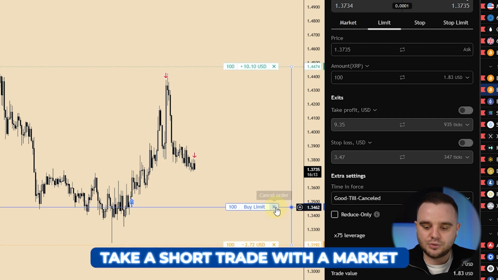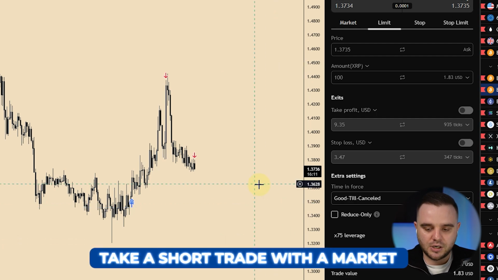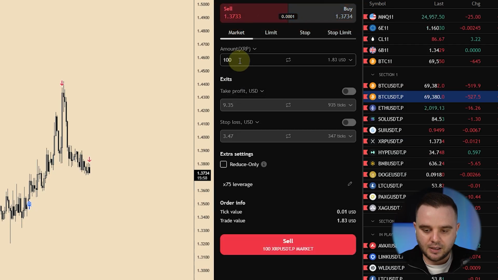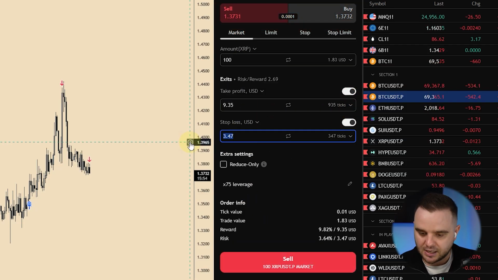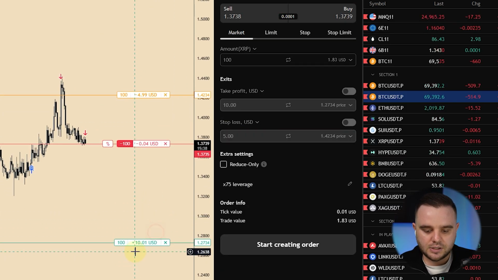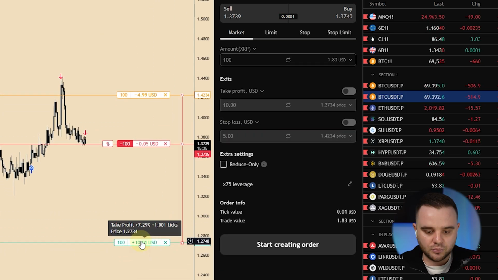Let's assume you would like to take a short trade with the market. As you can see here, there is a button buy or sell, and let's sell 100 coins and set automatically stop loss 5 and take profit 10. Let's sell it. And you can see our stop loss and take profit are set up really perfectly.